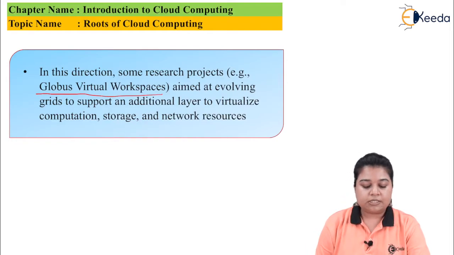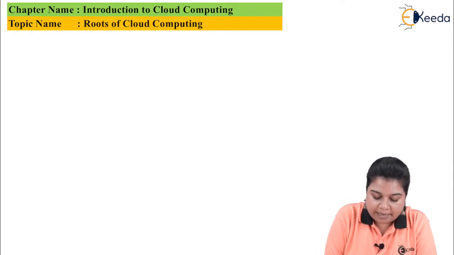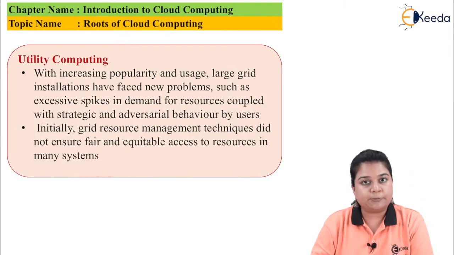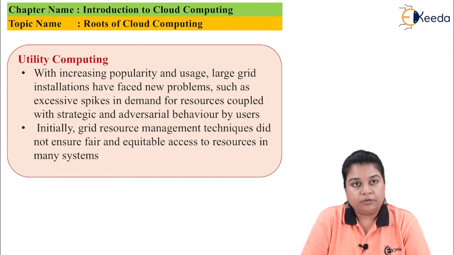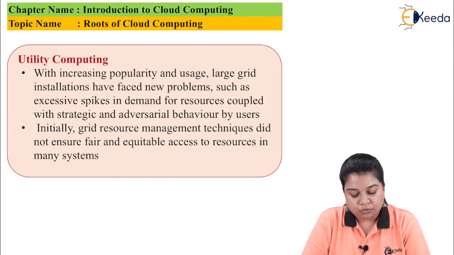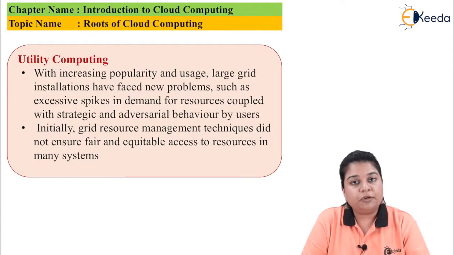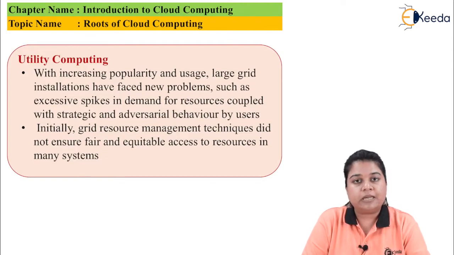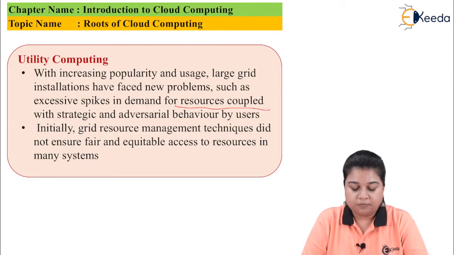In this direction, an example research project is global virtual workspaces, aimed at evolving grids to support an additional layer to virtualize computation, storage, and network resources. Now we have to virtualize all these resources for the varied software applications that we are using or that we want to deploy over the network.